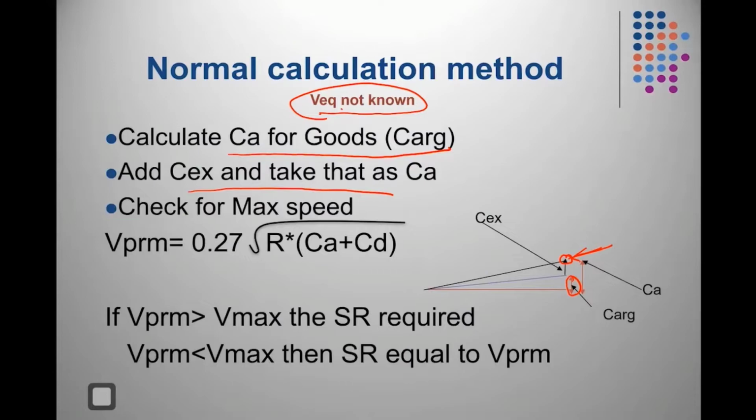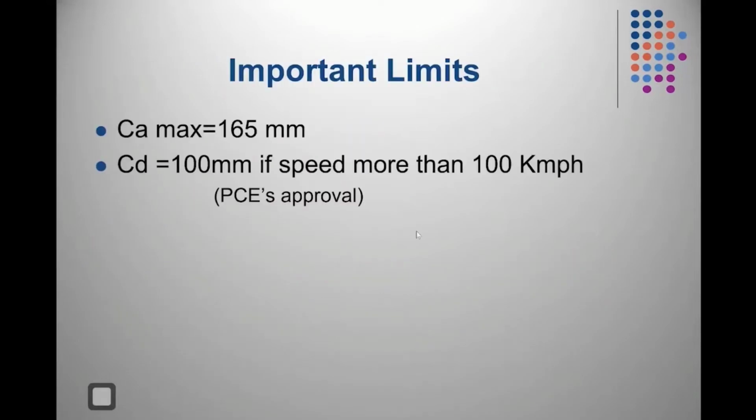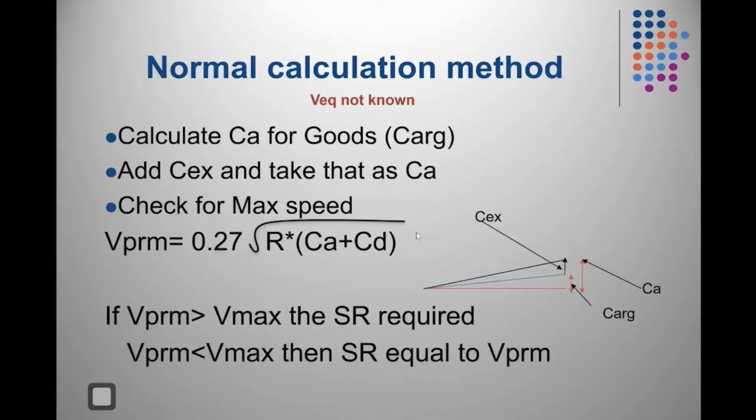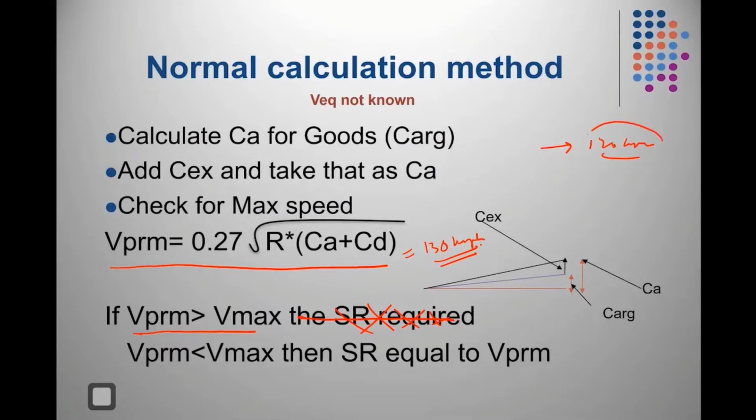So speed potential is cant you have provided plus cant deficiency, multiplied by radius. Using this formula, you find what is the maximum speed you can permit. If this maximum speed, this VPRM is more than your maximum sectional speed, कुछ गलत लिखा गया इसमें. So if VPRM जो आ रहा है, if this is more than your maximum train speed, no SR is required. कोई speed restriction आपको लगाने की जरूरत नहीं. That means if suppose this comes as 130 kmph, ये 130 kmph आ रहा है, and your fastest train is moving at 120 kmph, so you need not impose any speed restriction on your fastest train.